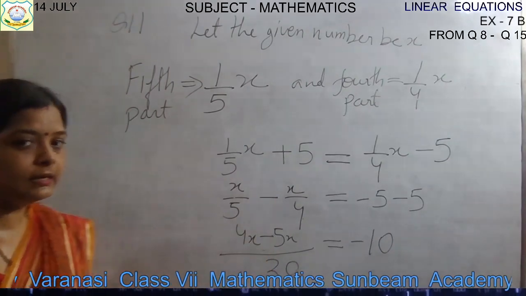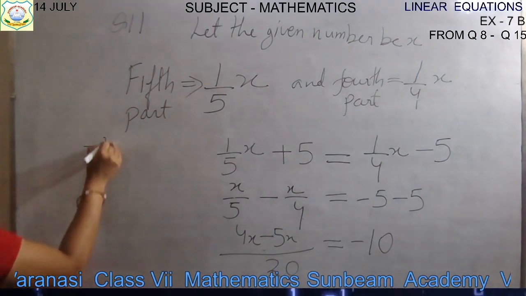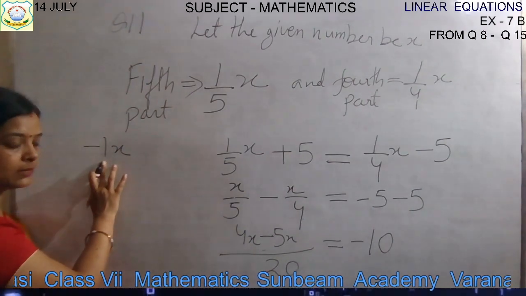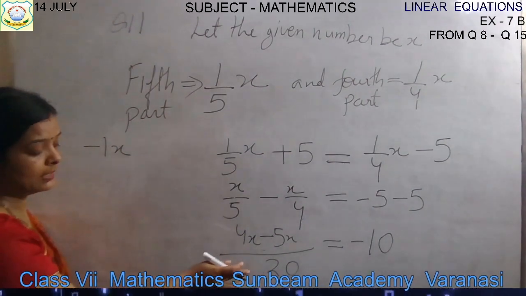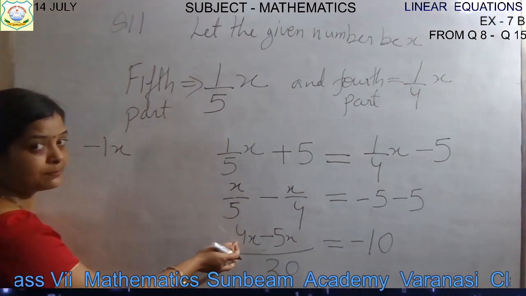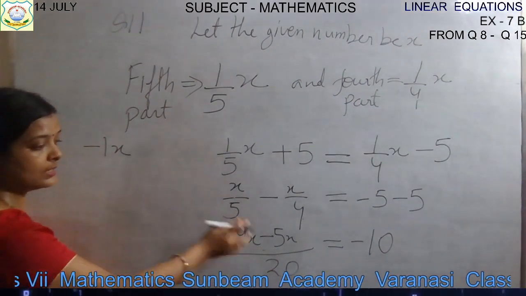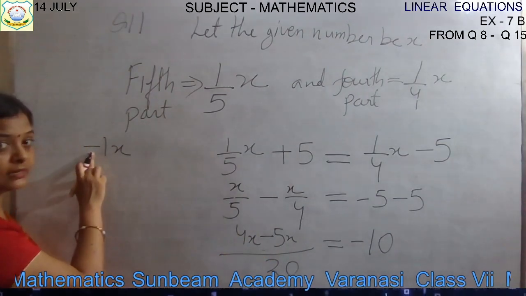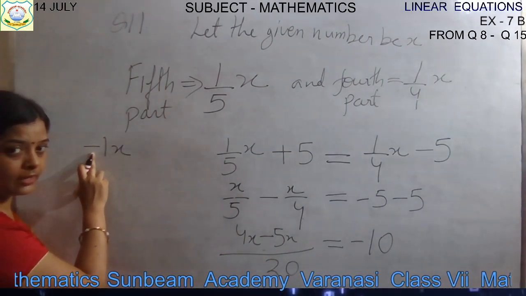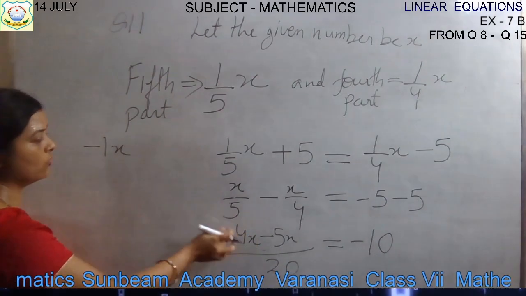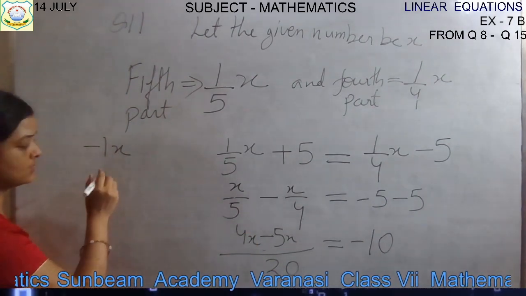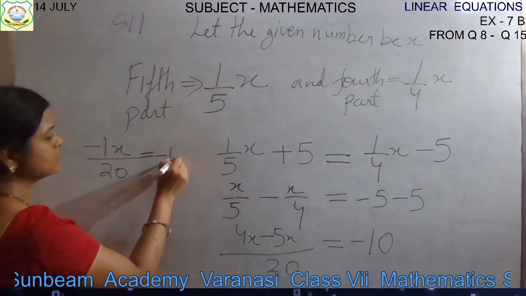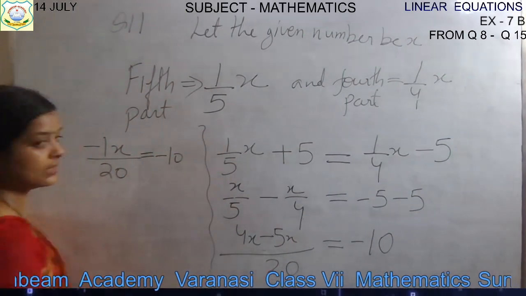So what will be left, children? Minus 1x, or you can simply write it as x also. I am writing minus x because then you will not get confused. From 5, when you subtract 4, you get 1, and the sign of the bigger number, that is 5, is minus. That's why minus has come here. Okay. So 5 minus 4 is 1 along with the minus sign. Divided by 20 is equal to minus 10. This is the next step.